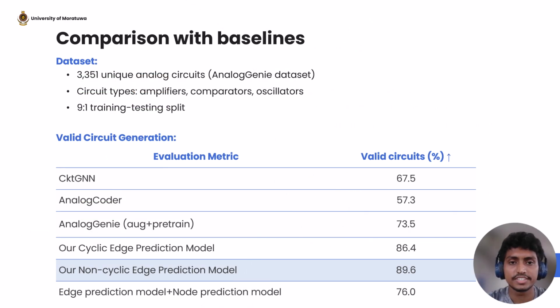So, how well does it work? Actually, pretty great. We tested it using the AnalogGenie benchmark dataset. Our base model, which combines the node prediction model with the non-cyclic edge prediction model, reached almost 90% circuit validity. That beats the previous best of AnalogGenie at 73.5%. Our edge prediction model alone had over 96% accuracy.